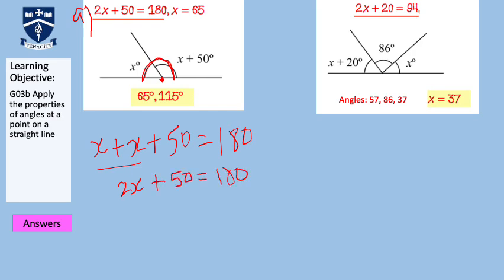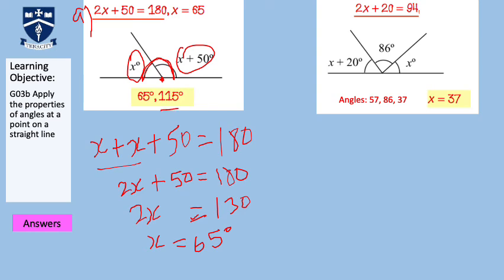Subtract 50 from both sides to get rid of the 50 here, so we are left with 2x equals 130. And then you need to divide both sides by 2 to get rid of the 2 there. You want to get x on its own. x is therefore 65 degrees. So therefore, this angle is 65. To get this angle here, we would do 65 add 50 and it would give me 115. So the answers are 65 degrees and 115, and x equals 65.